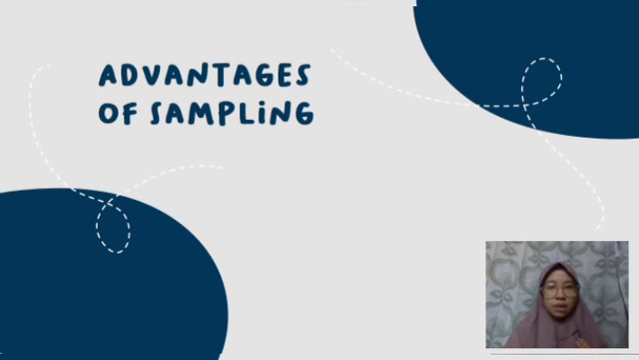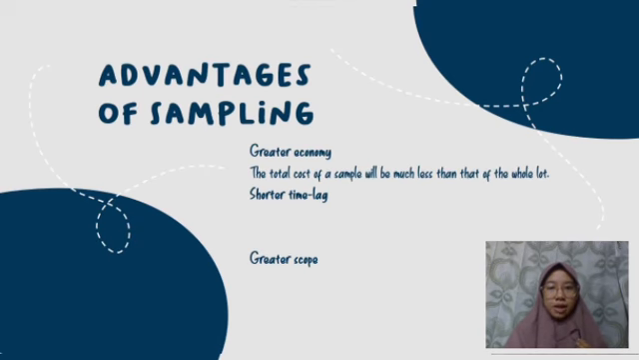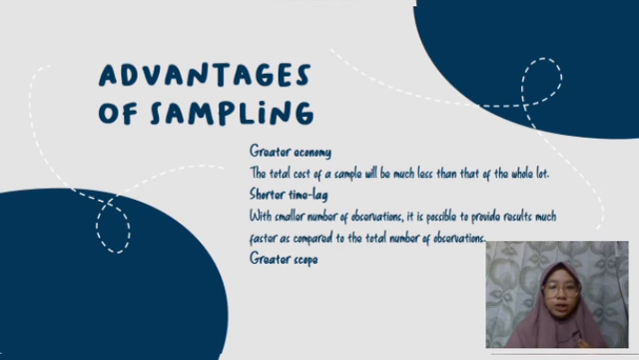Next is about advantages of sampling. There are three: greater economy, shorter time lag, and greater scope. Greater economy. The total cost of a sample will be much less than that of the whole. Shorter time lag. With a smaller number of observations, it is possible to provide results much faster as compared to the total number of observations. How about greater scope?